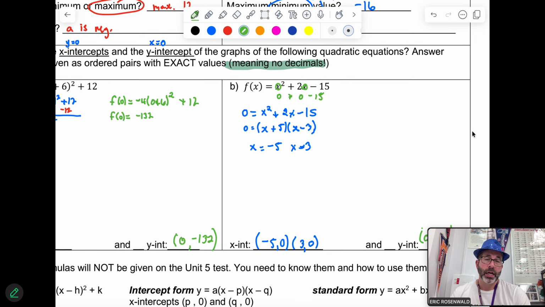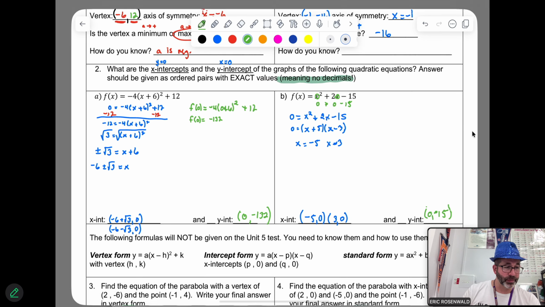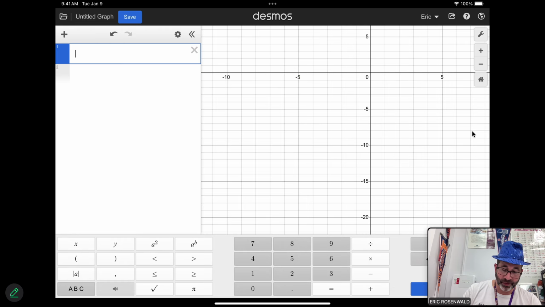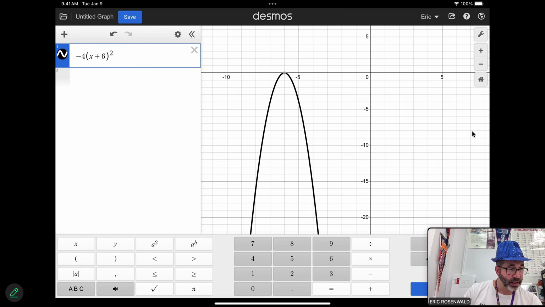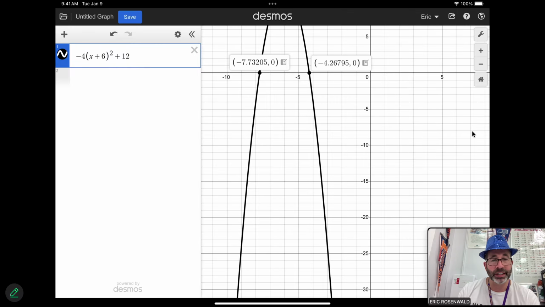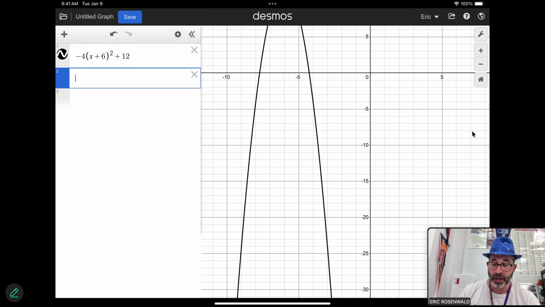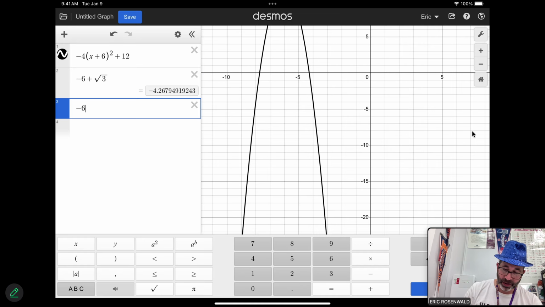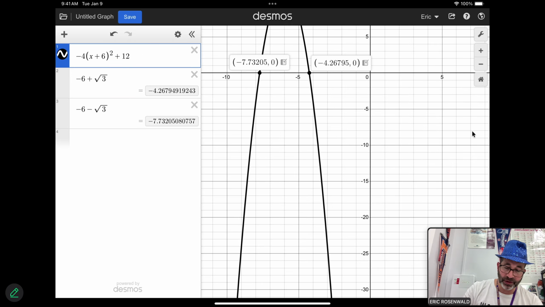Okay. Let's go ahead and look at the graphs of these just to confirm all the stuff that we just said. We said that we're finding the x-intercepts here, so we're going to have negative 4 times x plus 6 squared and then plus 12. So if I look at my x-intercepts, you can see they're not good, clean values. They're actually a little bit wonky. But if we remember, we said it was negative 6 plus the square root of 3 and negative 6 minus the square root of 3. Okay? And you can check and see that these values do in fact match the x-intercepts that we just found.